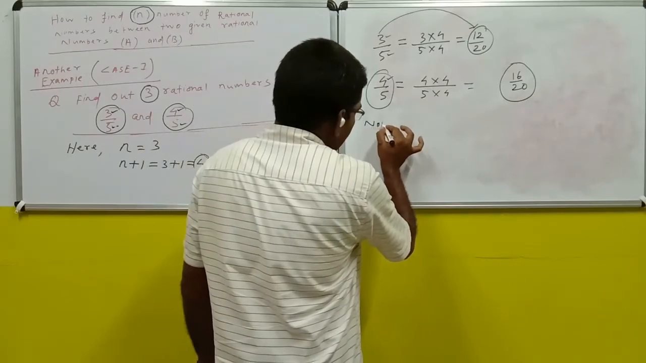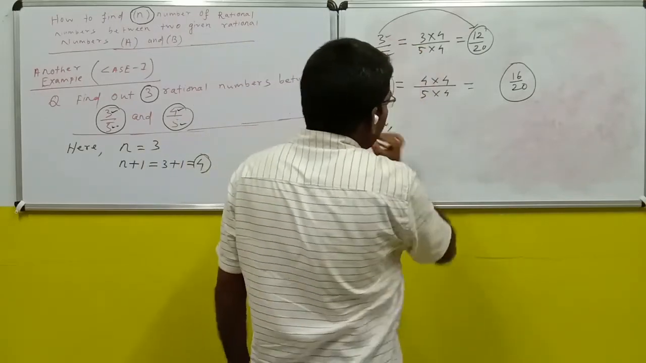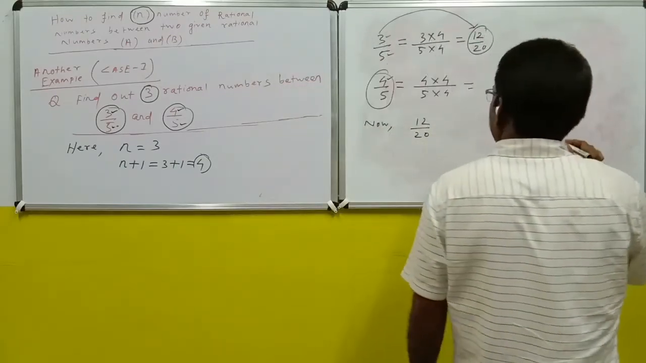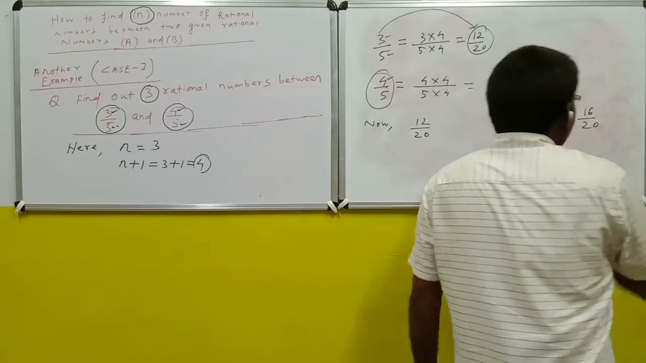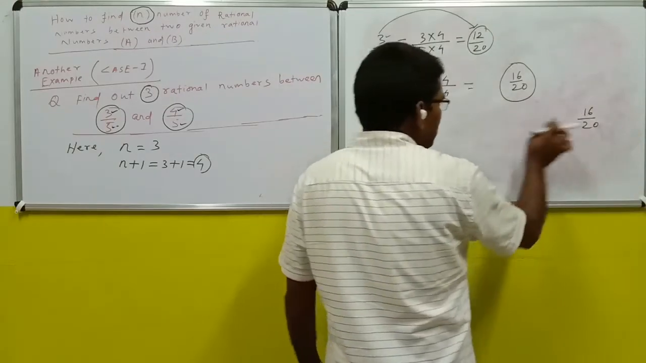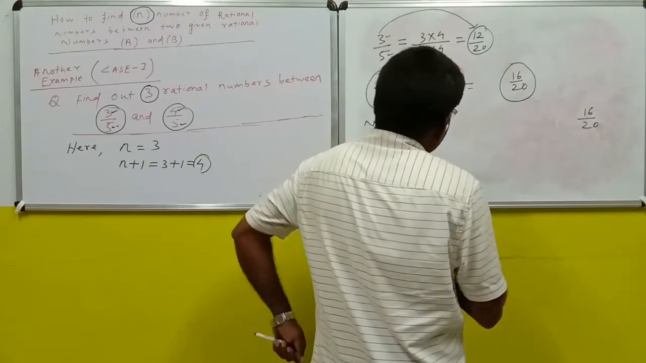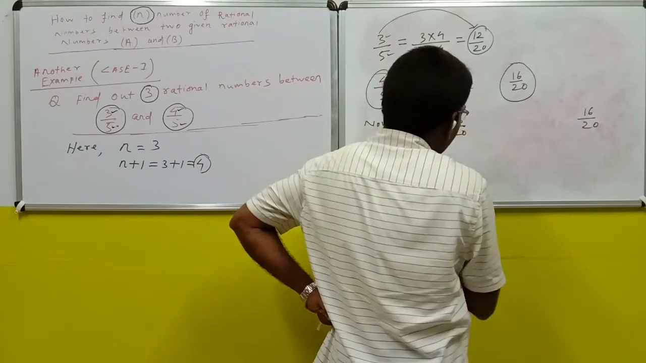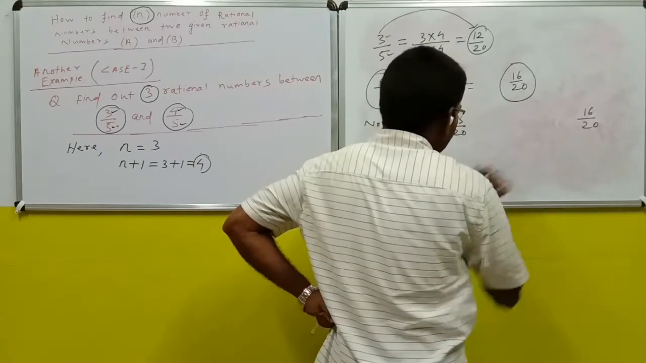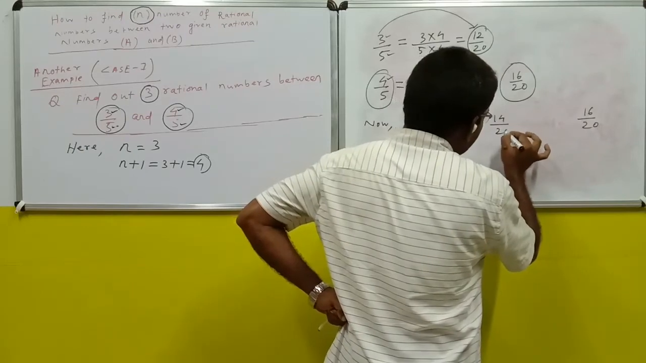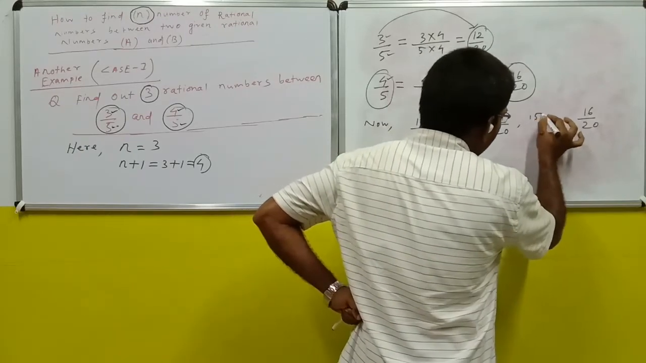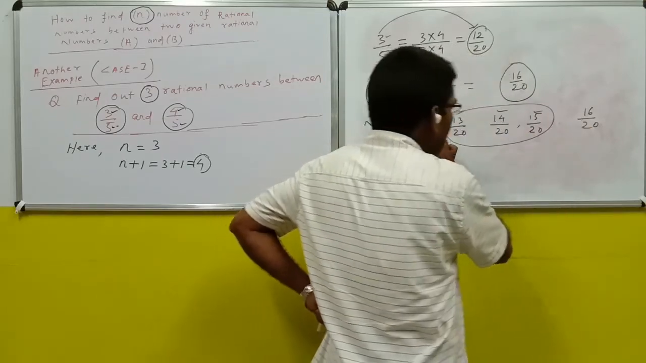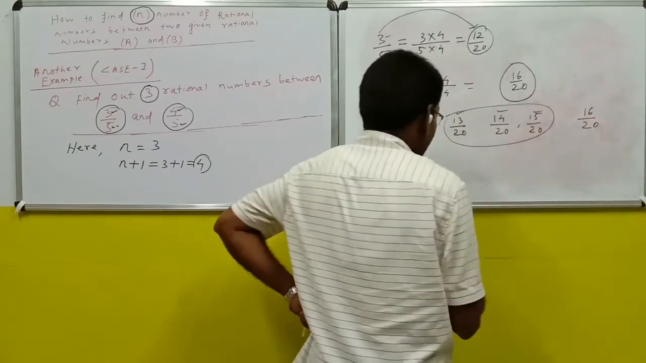Now, in place of 3/5 you can write 12/20, and in place of 4/5 you can write 16/20, and between these two rational numbers you already have 13 by 20. It is the first rational number between these two. Then 14 by 20, it is the second, and then 15 by 20, it is the third rational number. So these three are the rational numbers between 12 by 20 and 16 by 20.